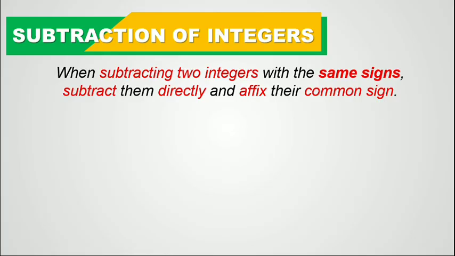Hi guys, in this video, let's tackle the subtraction of integers. Take note that when subtracting two integers with the same signs, subtract them directly and affix their common sign. For example, 5 minus 4 is 1. Both are positive, 5 and 4. So 5 minus 4 is 1.